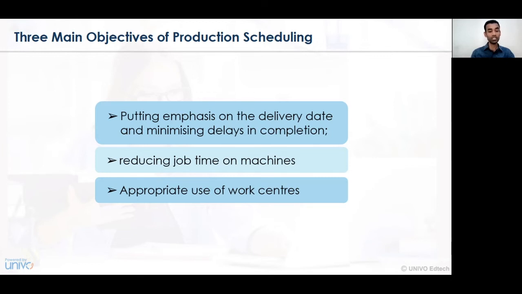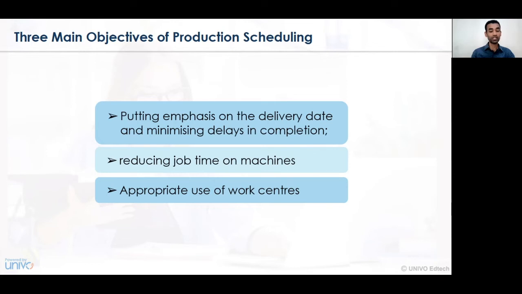Reducing the job time on machines. So the time consumption of each and every job conducted on the machines needs to be reduced at every stage or point of time, which saves additional production time, and accordingly the production quantity that has been ascertained also increases simultaneously.